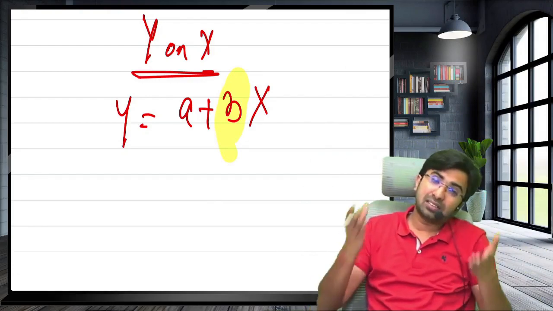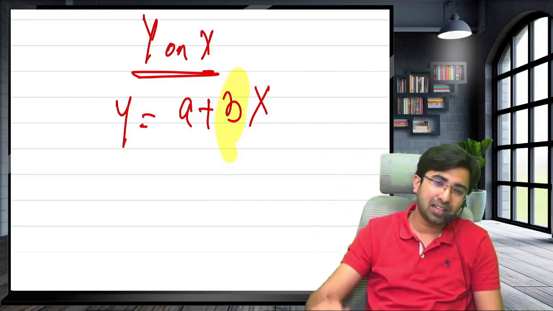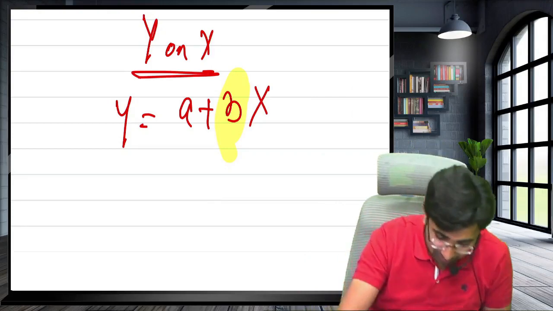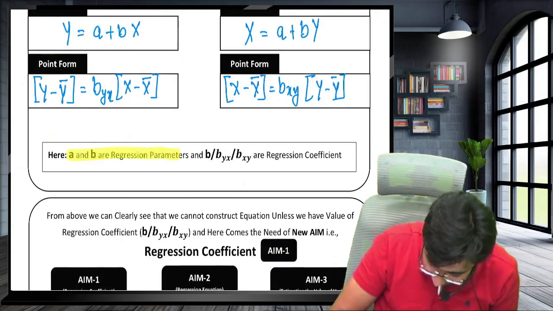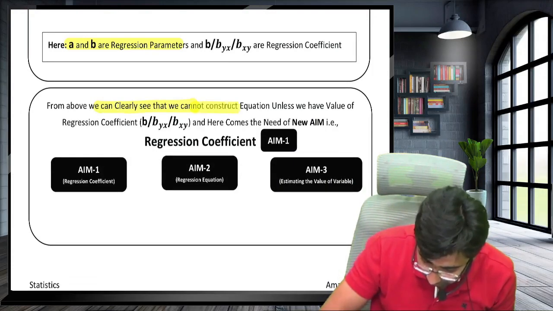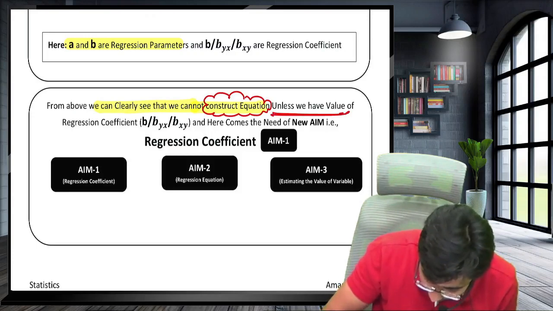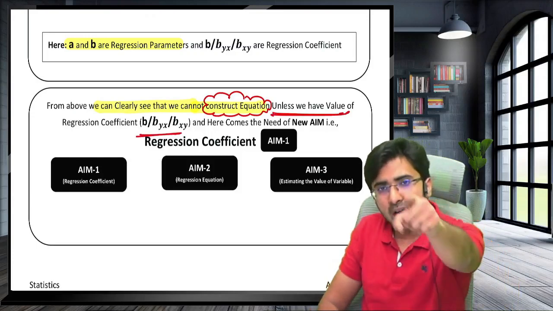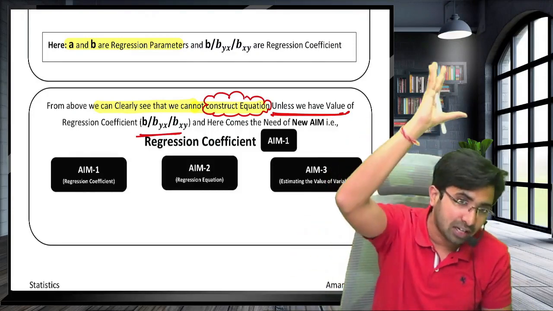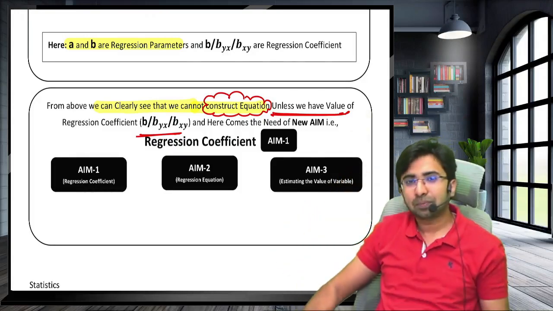Guys, can I say I still cannot achieve my aim number 2, because I am not having the value of b? Say yes or no. Guys, that's why here comes the logic. See, here a and b are the regression parameters. That's okay. Now see, from the above, we can clearly see we cannot construct the equation unless we have the value of b. If you are having the value of b, you can construct the equation. If you have constructed the equation, you can put the value of one variable and get the value of another variable. Say yes or no.